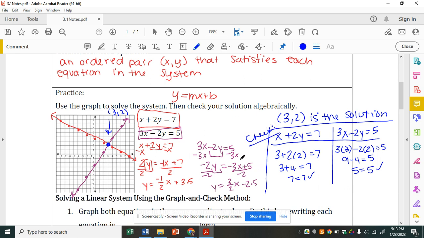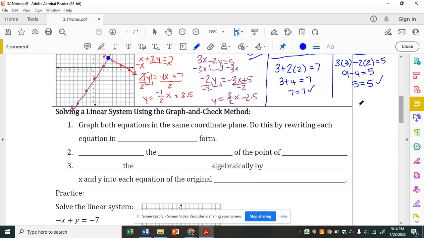So for all of these problems, once you get your solution, there's no reason you shouldn't be checking to make sure that your answer is correct, right? You should always check to make sure it's correct. That way you're not doing all this work for no reason.